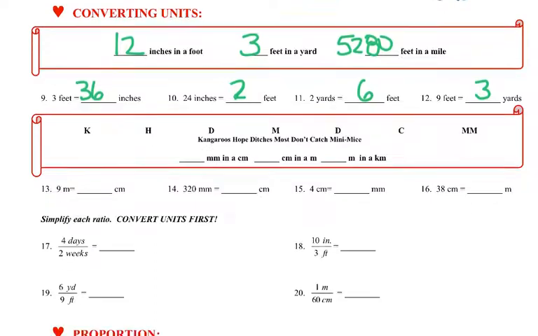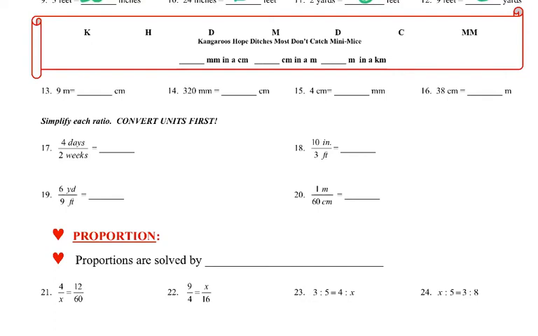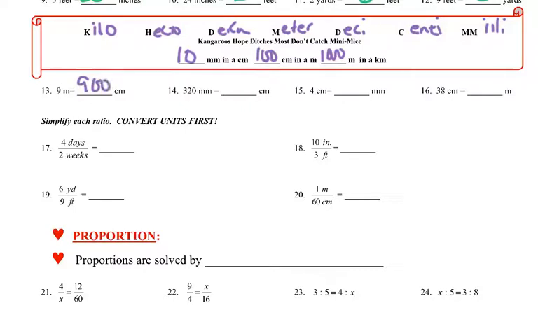Not as comfortable to us is the metric system, right? And I use "Kangaroos Hop Datches, Most Don't Catch Mini Mice" as a way to remember kilo, hecto, deca, and then you have the base, which is like the meter, and then you have deci, centi, and milli. So there are 10 millimeters in a centimeter. There are 100 centimeters in a meter and 1,000 meters in a kilometer. And you surely have done this in science. So if we have 9 meters and there's 100 centimeters in 1 meter, there are 900 centimeters in 9 meters.